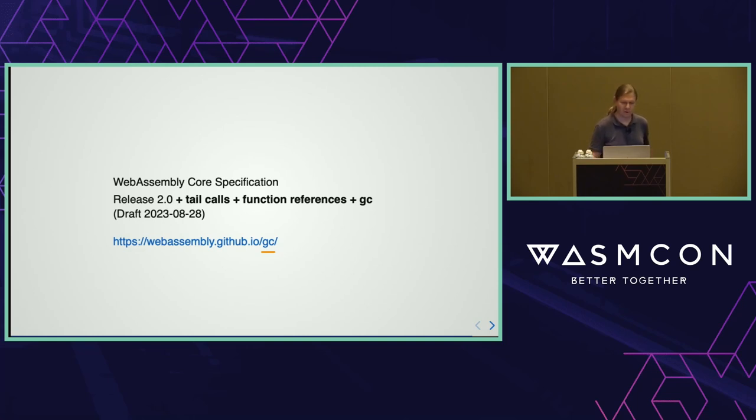I should also point out that there's an editor's draft of the WebAssembly specification, basically the release 2.0 with added tail calls, function references, and GC proposals. It's not the official draft, but it is an editor's draft. You see the URL here. Last time I checked, it was the beginning of August. This time is pretty much the end of August. So this gets very quick development.